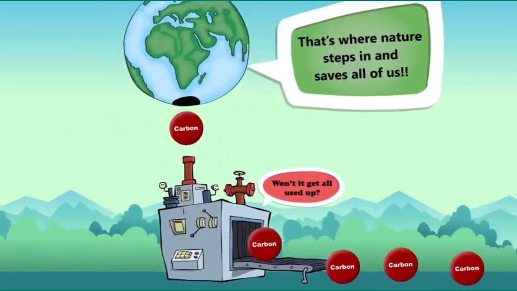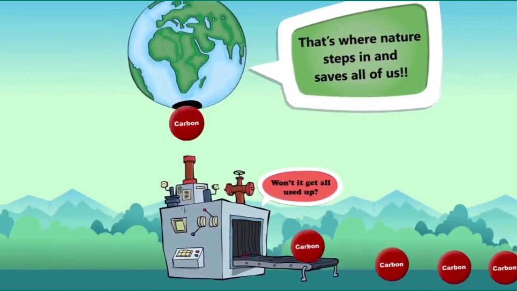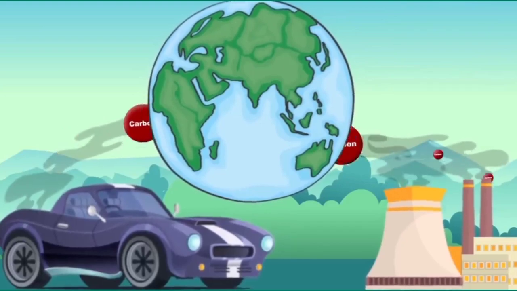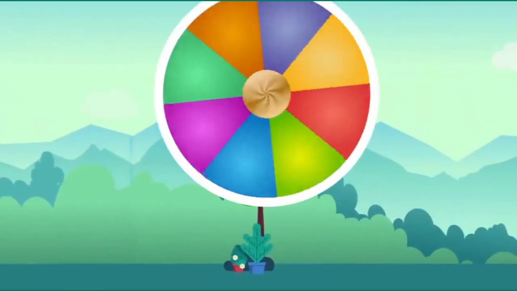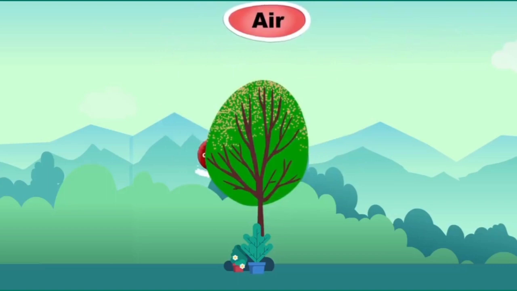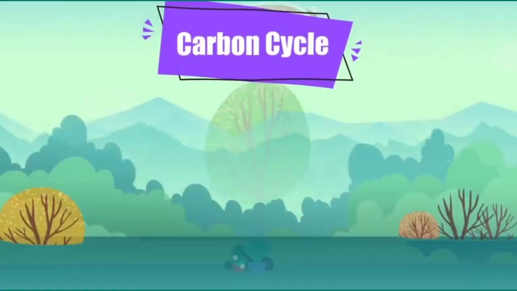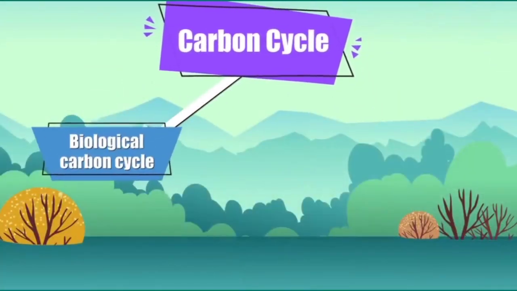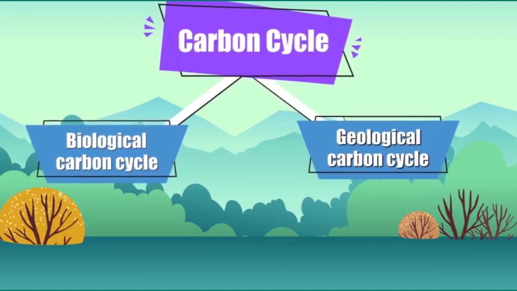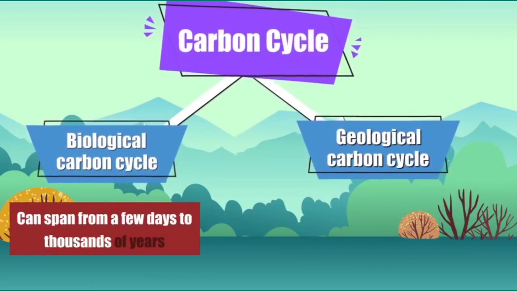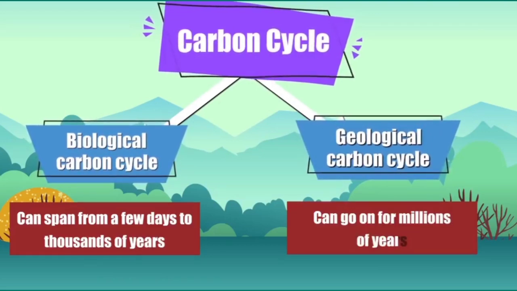That's where nature steps in and saves all of us. It is constantly recycling carbon so we don't run out. Just like a spinning wheel, carbon is constantly circulating between the living and non-living things. This cycle is called the carbon cycle. Now, we can further divide the cycle into the biological carbon cycle and the geological carbon cycle. The biological carbon cycle can span from a few days to thousands of years, while the geological carbon cycle can go on for millions of years.